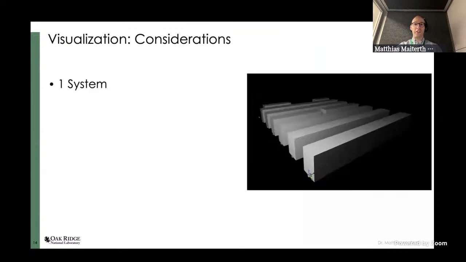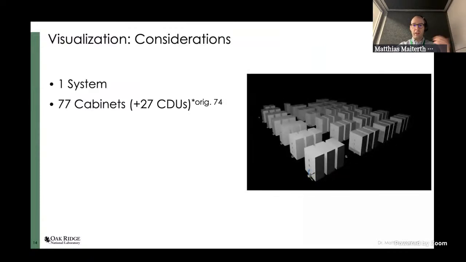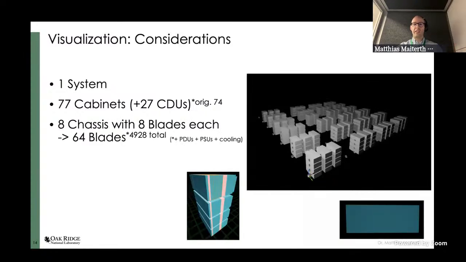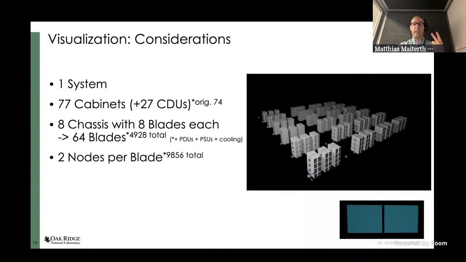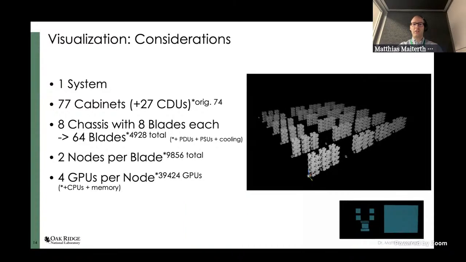So the considerations. We have one system. We have 77 cabinets, originally 74. Then each of these has 8 chassis with 8 blades each. And each of the blades has 2 nodes, and then each of the nodes has 4 GPUs. So in total, now this is the updated number, with 39,424 GPUs.